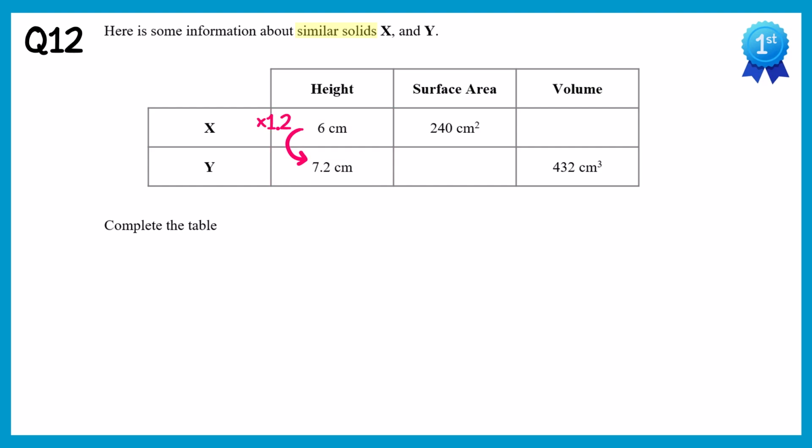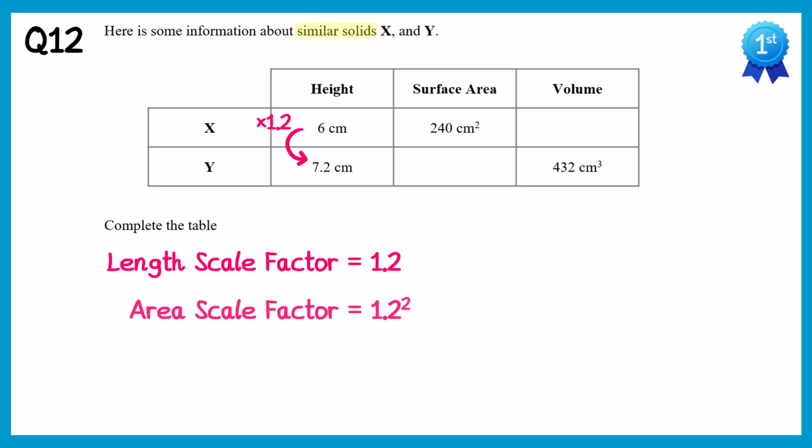Since the height is a length, we can say the length scale factor is 1.2. We can now get the area scale factor by squaring the length one, so the area scale factor is 1.2 squared. And the volume scale factor by cubing the length one, so the volume scale factor is 1.2 cubed.